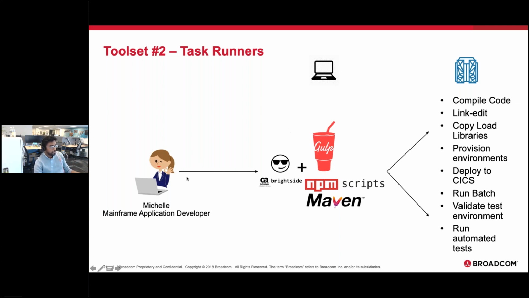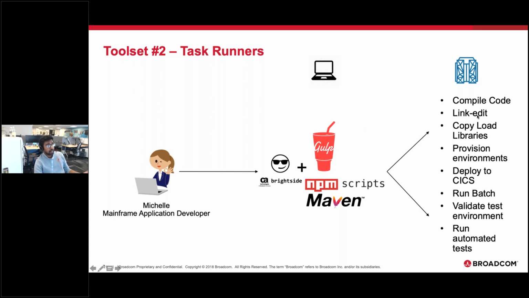So again, we're going to continue to focus on developer or Michelle persona here. Another thing to focus on is task runners, or sometimes they're called build tools. Brightside, in combination with tools like Gulp or NPM scripts or Maven that you might have heard of that Java developers are very fond of, these tools can be used to simplify and abstract common tasks that developers have to do as part of coding, building, and testing their code.